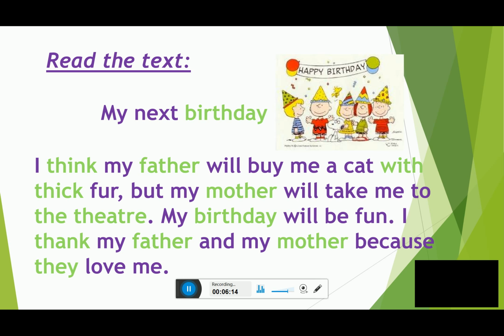Okay, a little faster. I think my father will buy me a cat with thick fur, but my mother will take me to the theater. My birthday will be fun. I thank my father and my mother because they love me. So now you're going to take another 10 seconds to read it a little bit faster.